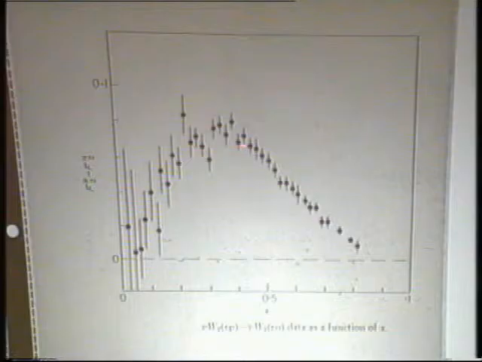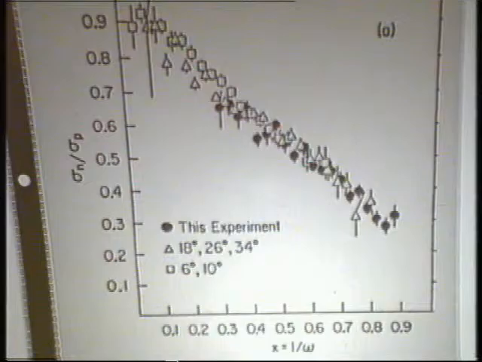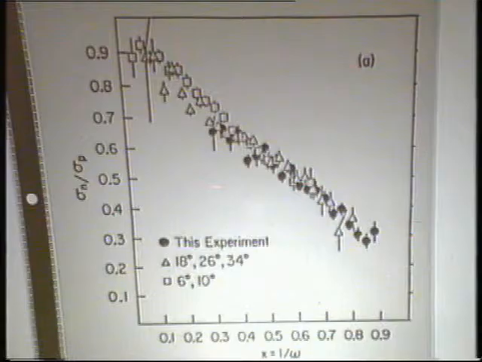But the most significant measurement that we made in terms of the deuteron-proton comparisons was to measure the ratio of the neutron to the proton yields as a function of X. And these are the data taken over a number of experiments. And what was really very important is that this ratio was extremely important in getting rid of a number of the old physics models. I'll discuss this in a moment.